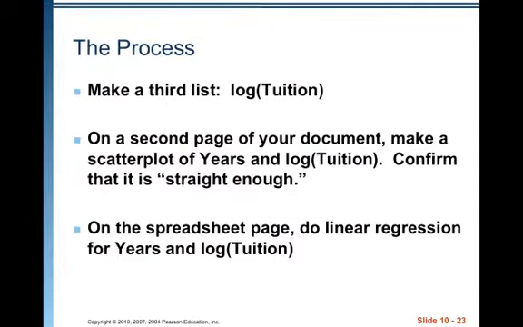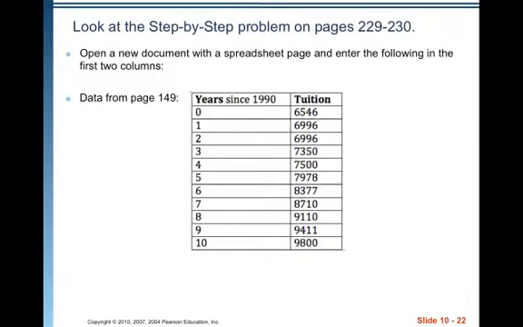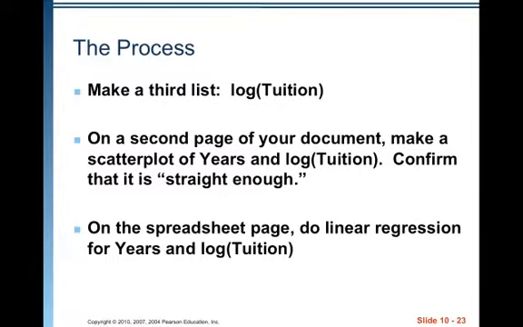Make a third list, common log of tuition. If before you do that, you want to, go ahead and insert a second page and look at this scatter plot just between years and tuition and verify that it's not really a linear model. Now go back to your spreadsheet page, and please feel free to pause me and go work on this and then come back. Make a third list, common log of your tuition. Now go back to that second page of your document, make a scatter plot of years and the common log of tuition, and confirm that it is straight enough, that it's a reasonably linear model.